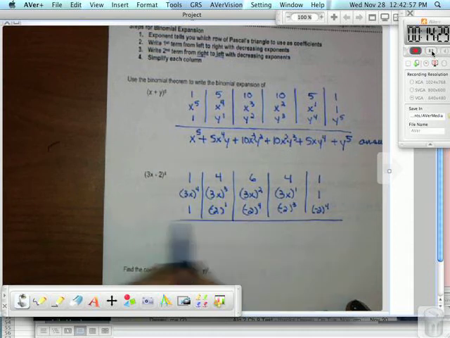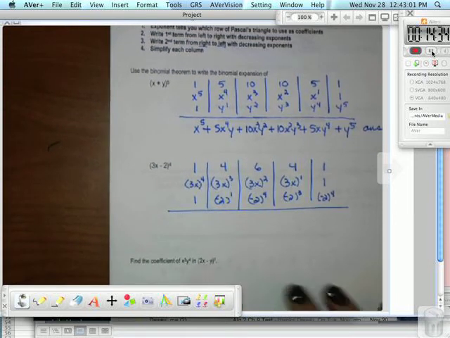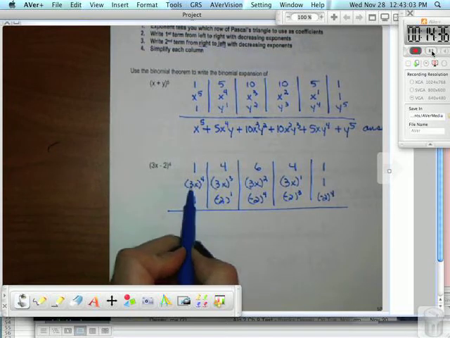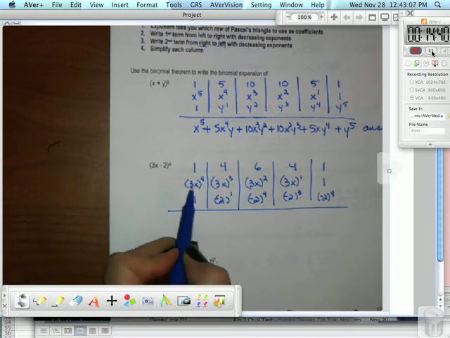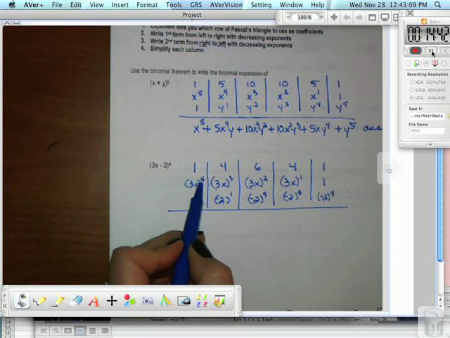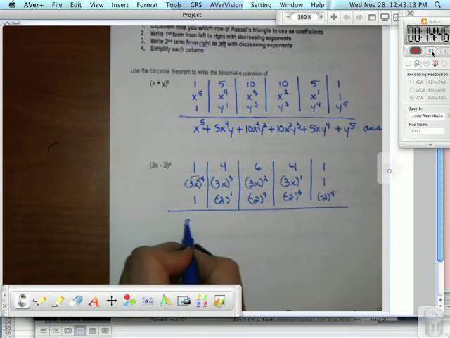Now I have to simplify all my columns, so I'm going to work my way down. This is a little trickier because we have a 3 here. So we have 1 and 1, which is fine, and 3 to the 4th, which is 81. Remember, you have to distribute that 4 through both of those. So it's 81x to the 4th.